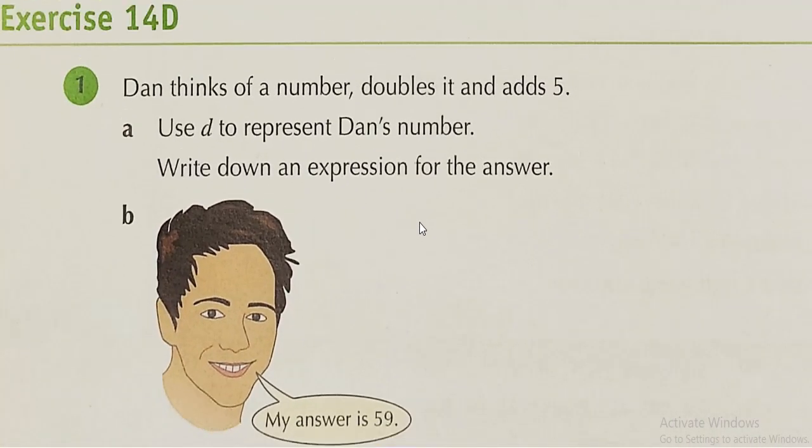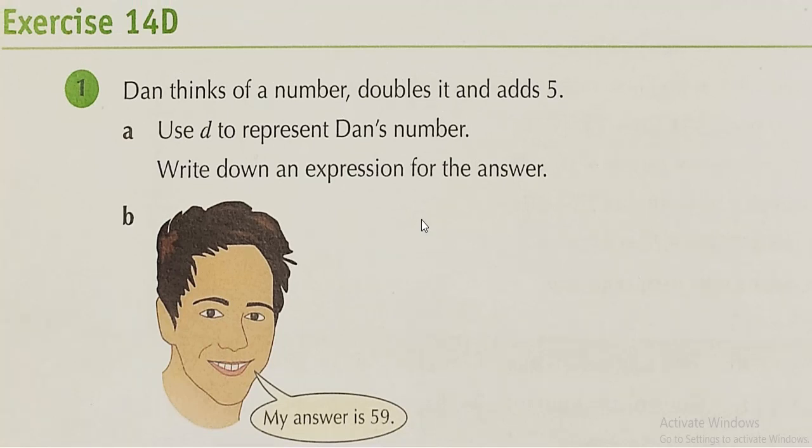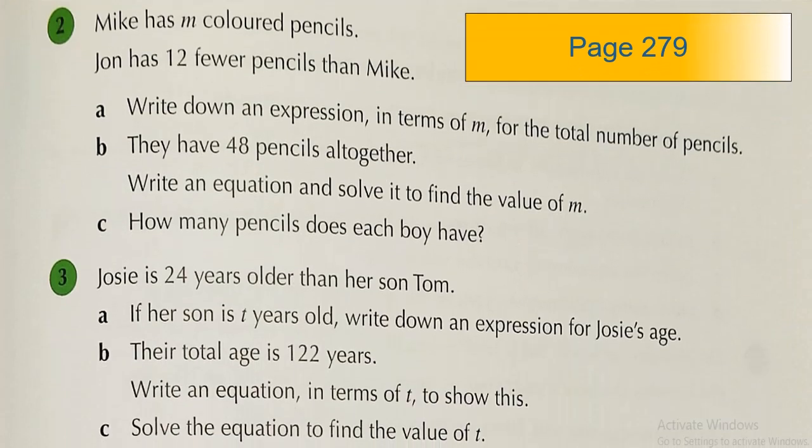Let's have another example for you to understand more about this setting up equations lesson. Okay, here again with another example for using algebra to solve word problems. Mike has M colored pencils, okay? We know the variable now, which is M. John has 12 fewer pencils than Mike, which is M minus 12. Write down an expression in terms of M for the total number of pencils. They have 48 pencils altogether. Write an equation and solve it to find the value of M. How many pencils does each boy have?